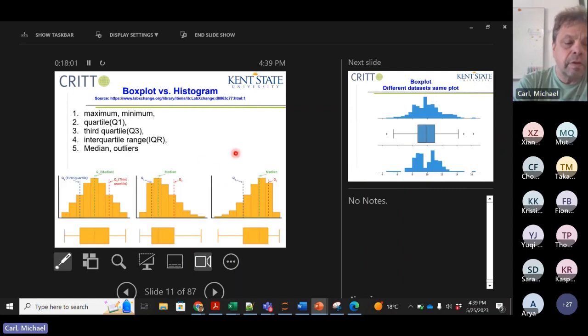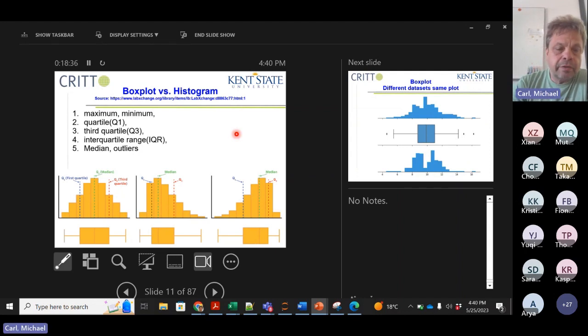So here it compares. This slide compares the box plots and the histograms. So if this is exactly symmetrical, then the median is exactly where the average is, so this would be the same. This is the median, okay, and it would be symmetrical to the left and the right side. Here you would have a skewed data to the right, and here to the left.